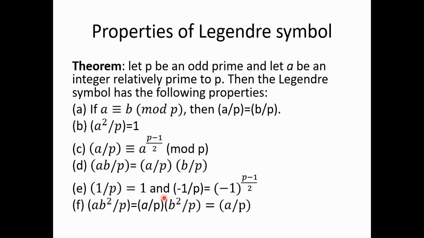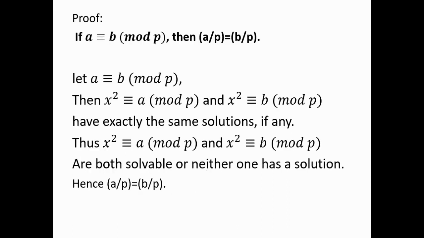1 upon P is 1 and minus 1 upon P is minus 1 to the power (P minus 1) upon 2. And A B square upon P will be A upon P into B square upon P, which is equal to A upon P. So we are going to prove all these properties.